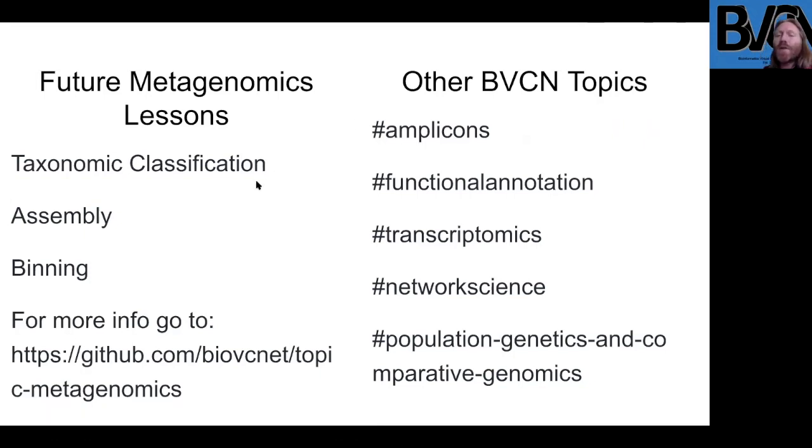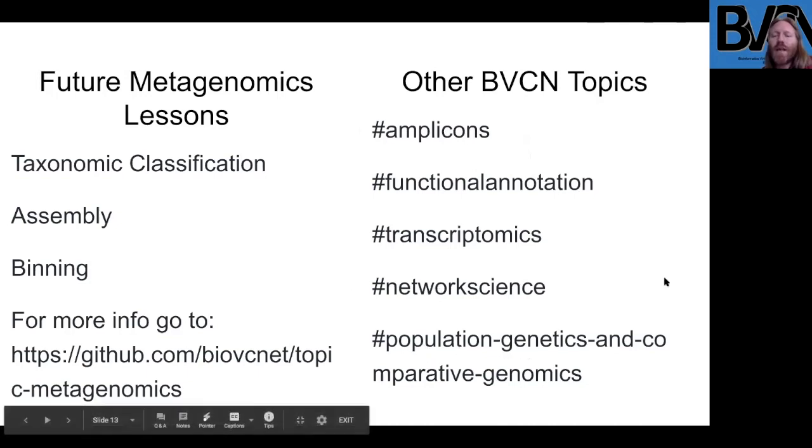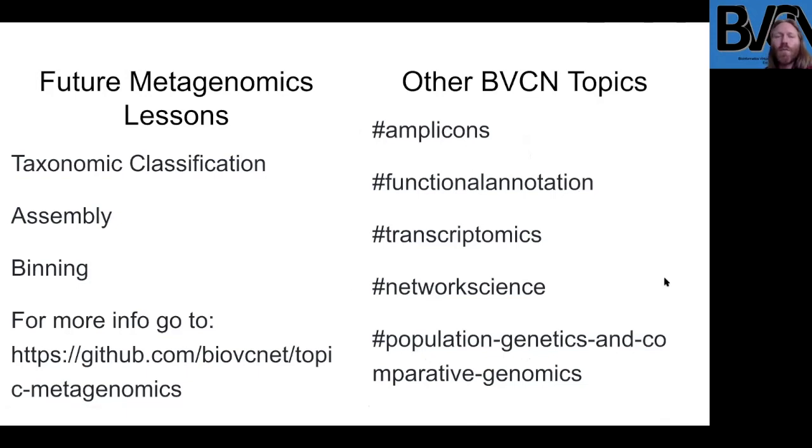And then I just wanted to remind you of the other BioVCN topics that may be of interest to you. Amplicons is great for amplicon sequencing, functional annotation, transcriptomics. Network science is especially involved in the community ecology aspect of metagenomics. And then population genetics and comparative genomics, we'll talk a lot more about the phylogenetics and phylogenomic aspects of what you can do with the result from the metagenomic data that you have.